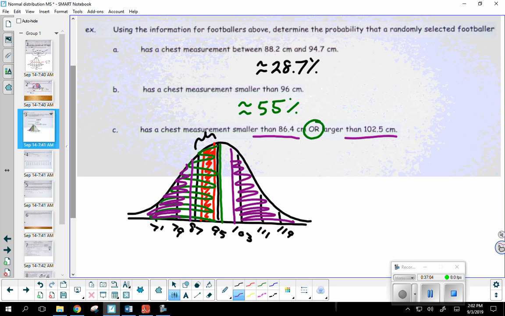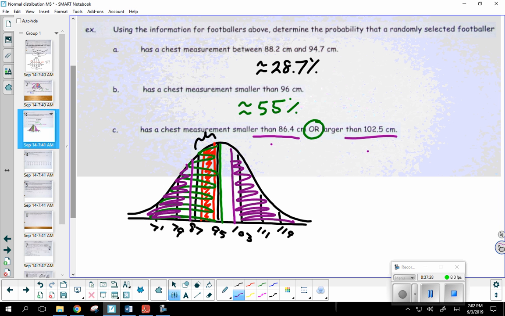Okay, so we're going to go ahead and do these separately. We're going to have to use the calculator twice. This one's going to give me a percentage. This one's going to give me a percentage. Well, what am I going to do to get the final answer? I'm going to have to add the two together. So basically, what's the total percentage of it being less than 86.4 or larger than 102.5? Is everybody okay with that?